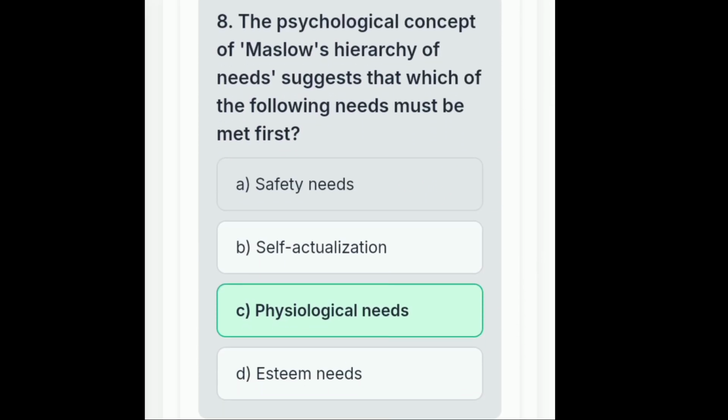The psychological concept of Maslow's hierarchy of needs suggests that which of the following needs must be met first? Option A, safety needs. Option B, self-actualization. Option C, physiological needs. Option D, esteem needs. So C, physiological needs is correct.